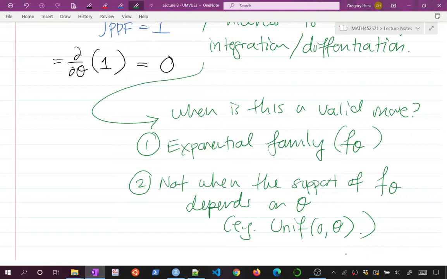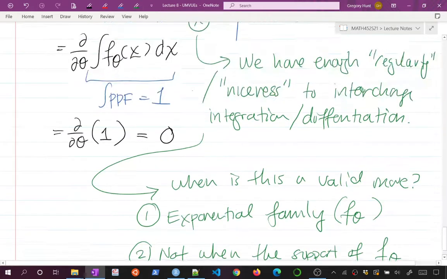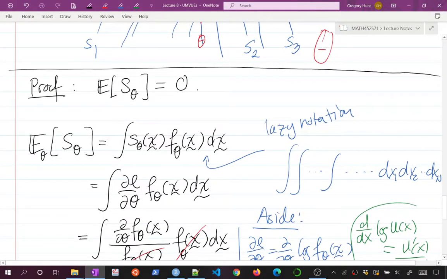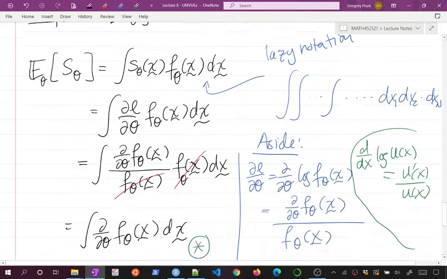But for exponential families, we know definitionally the support cannot depend on the unknown parameter, and more generally, I'm just going to tell you that it's always going to work. So this first theorem is not that super interesting, but it's going to lead us to a really interesting result. But the first fact to know about score is that in expectation, the score is 0.